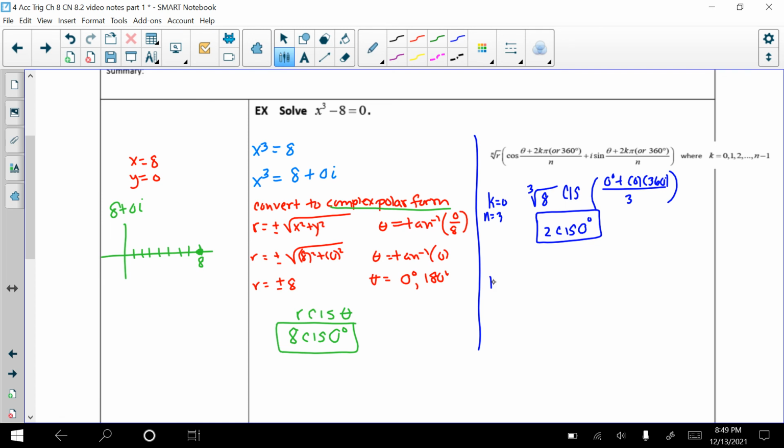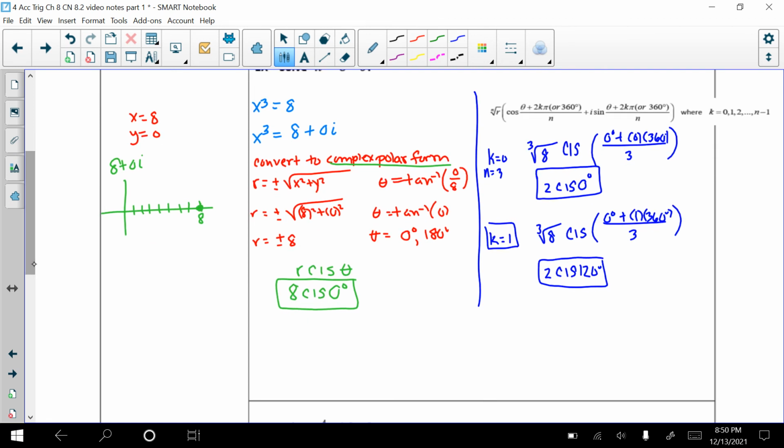As I keep going, my next k value is 1. So that would be the cubed root of 8, cis, theta, which is 0 degrees, plus 1 times 360, divided by 3. So cube root of 8 is 2. Cis, well, 0 plus 360 is 360. 360 divided by 3 is 120 degrees. So notice when I go directly to my shorthand polar notation, it really doesn't take much space. It just gets the job done pretty fast.